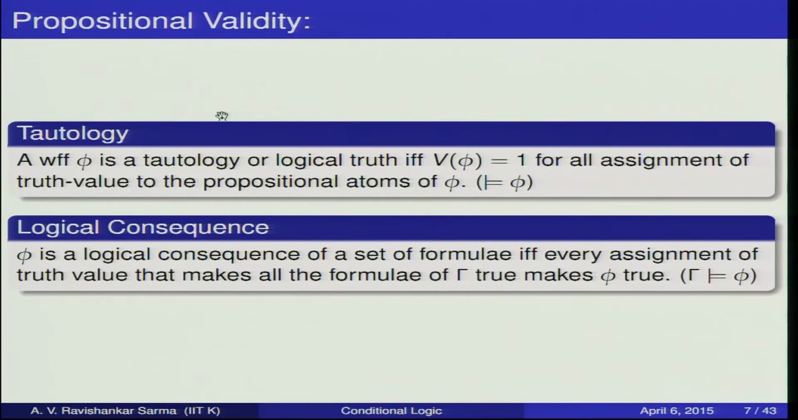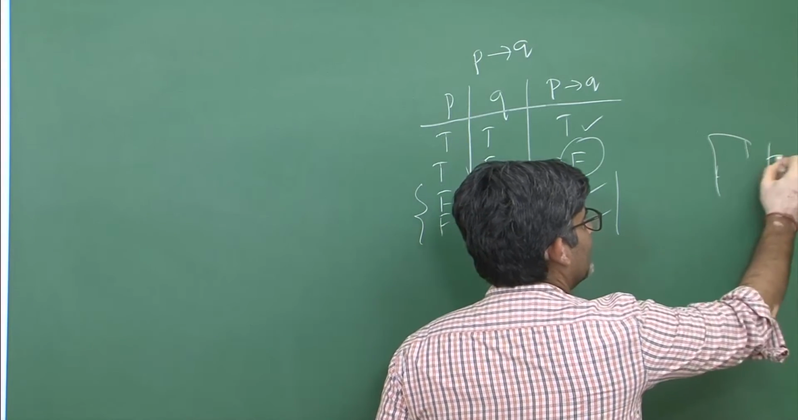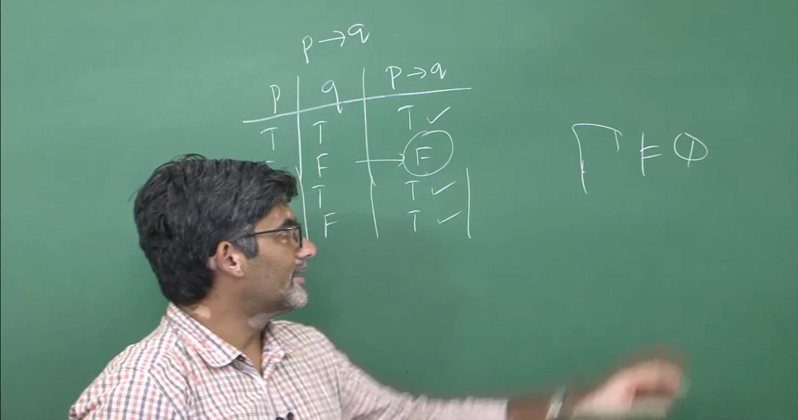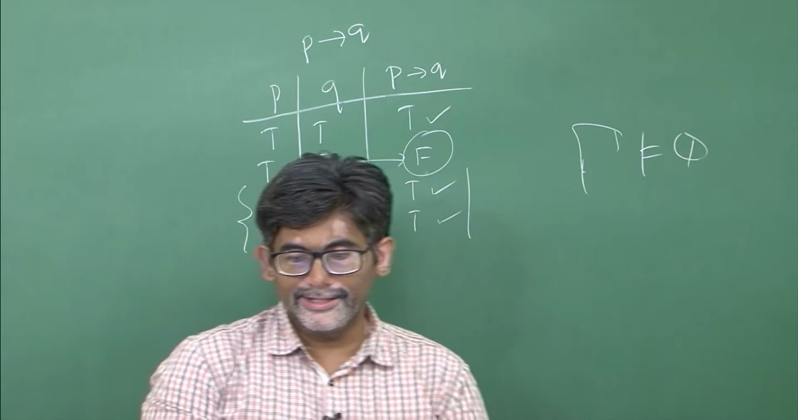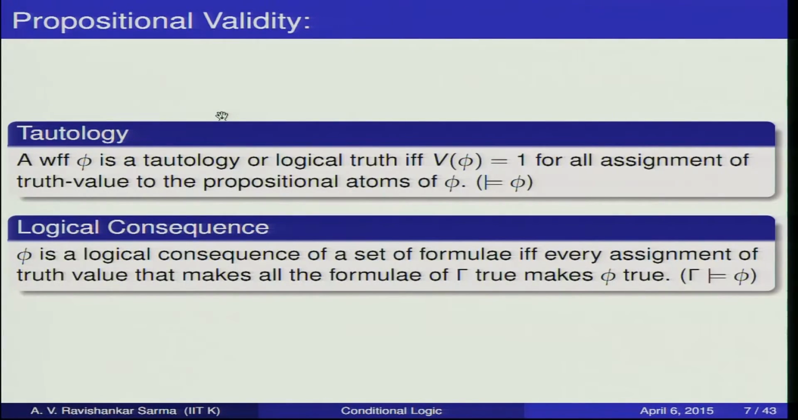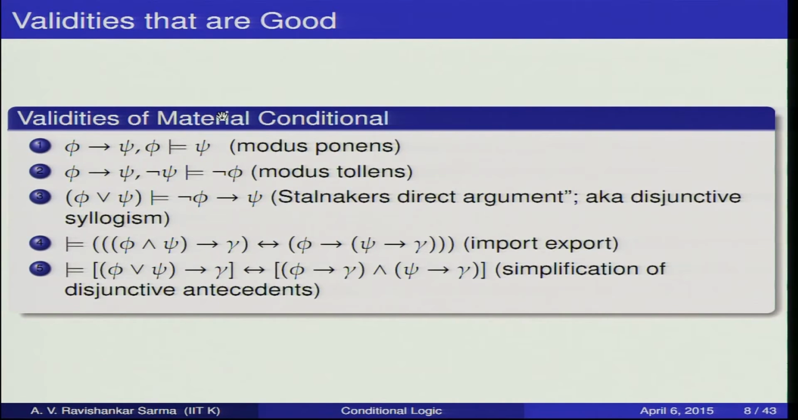A tautology is considered to be a logical truth. Under all interpretations, the value of phi is going to be true. Logical consequence: phi is considered to be a logical consequence of a set of formulas gamma if and only if every assignment of truth values that makes all the formulas in gamma true also makes phi true. So that means gamma makes phi true, or phi is a logical consequence of gamma, or gamma entails phi. There are different ways of reading the same thing, and these are the basic things which we discussed in the beginning of this course.